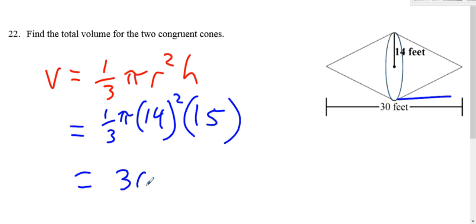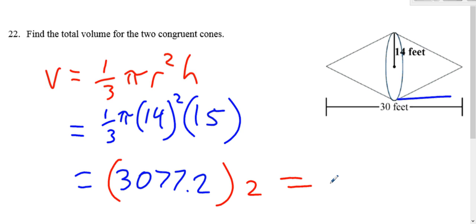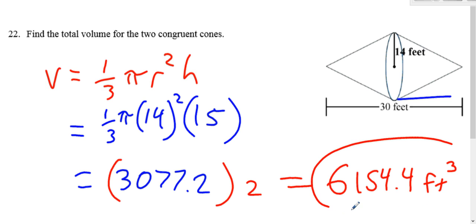The volume of one cone is 3077.2. So we multiply that by 2 to get 2 cones, which is 6,154.4 cubic feet.